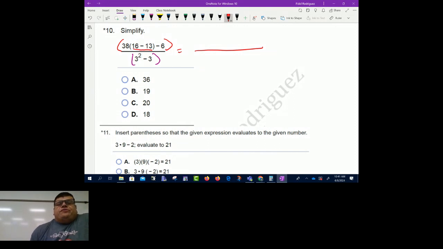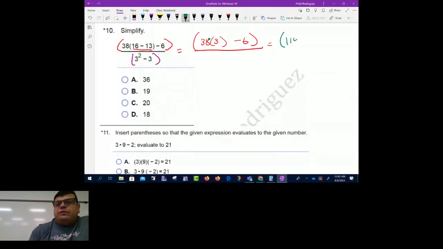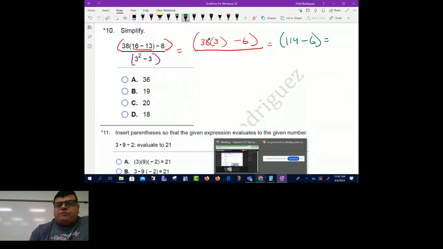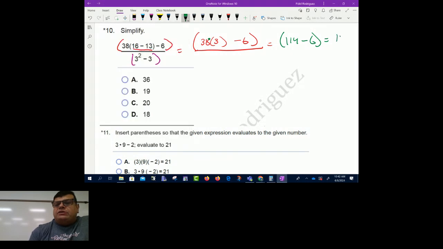So we're going to do 16 minus 13, y'all. 16 minus 13 should be 3. Now, remember, if the numbers are right next to each other, that means they are being multiplied. So 38 times 3. I'm going to use my calculator here. 38 times 3 is 114, minus 6. 114 minus 6 should be 108. Boom. There's my top part.